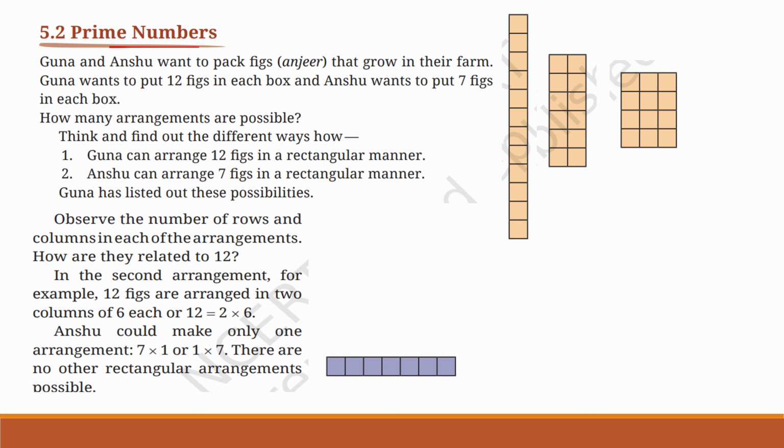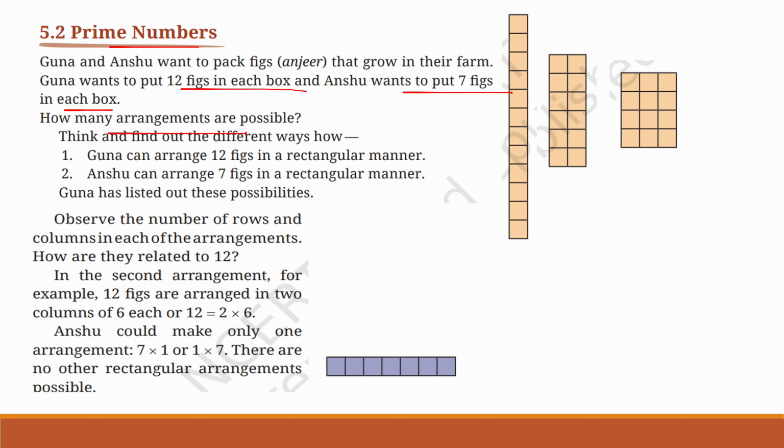Guna wants to put 12 figs in each box and Anshu wants to put 7 figs in each box. So Guna and Anshu want to pack figs that grow in their farm. Guna wants to put 12 figs in each box. Anshu wants to put 7 figs in each box. How many arrangements are possible?